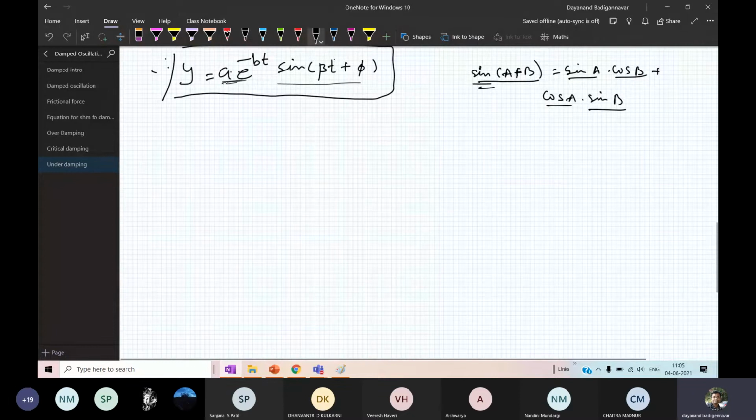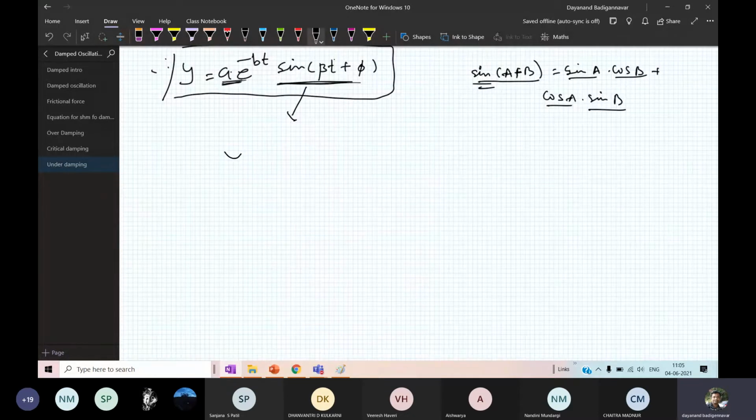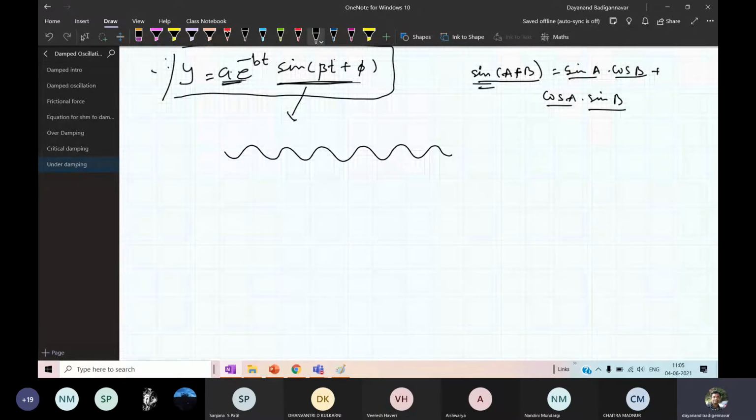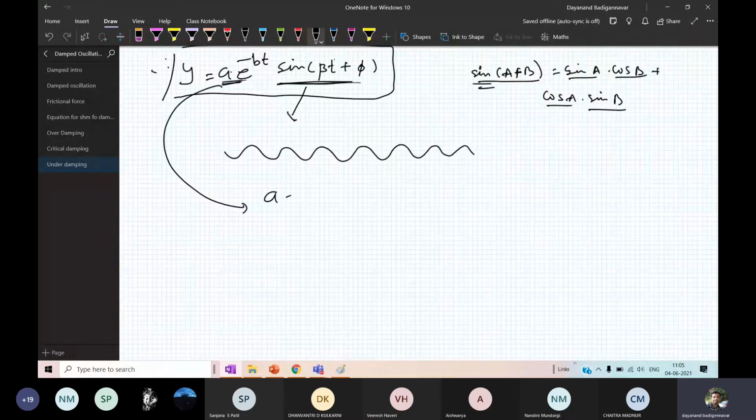So sine beta t is the one which is actually oscillating like this in the form of a sine function with a phase angle of phi. What is the second term? So a into e raised to minus bt, we call it an amplitude.